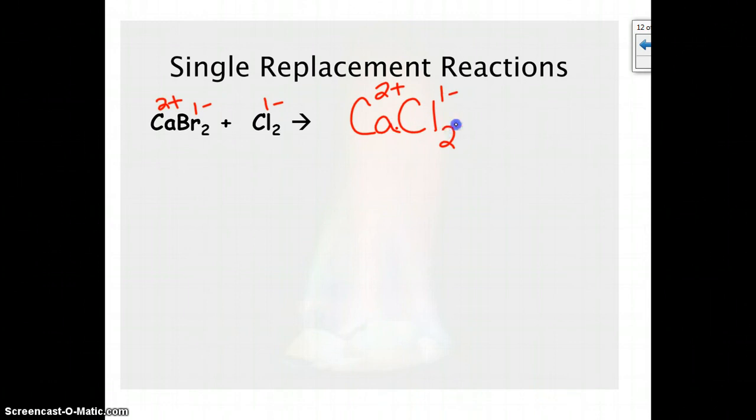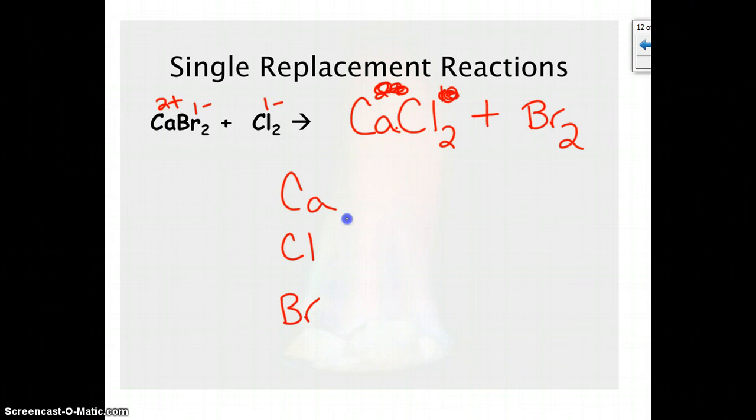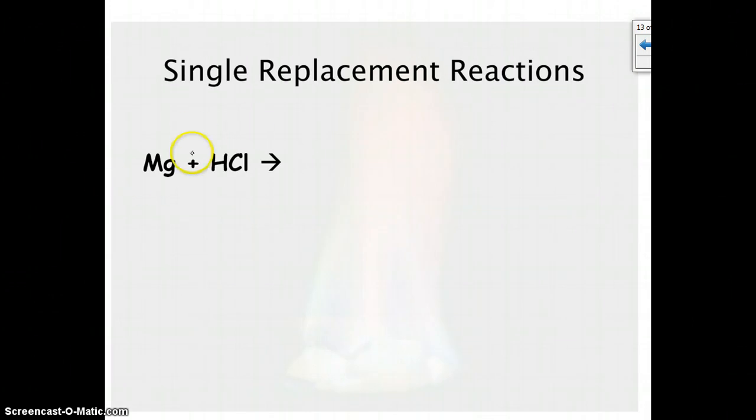So when we swapped and dropped, we got CaCl2. And then we have to also put on the Br, who's now by himself. He's a diatomic, so he's going to need that 2 there. Then when you go to balance the equation, you see you have 1, 2, 2, and 1, 2, 2. So it's already balanced.